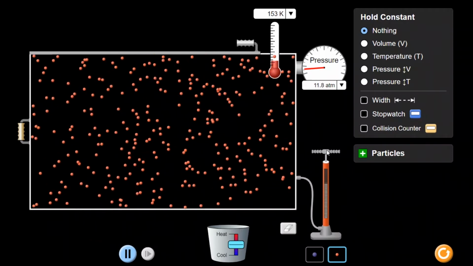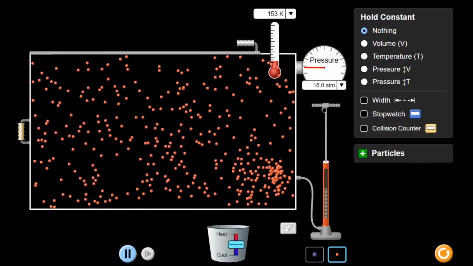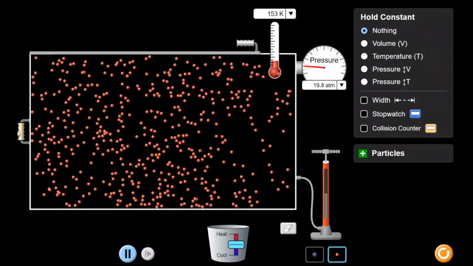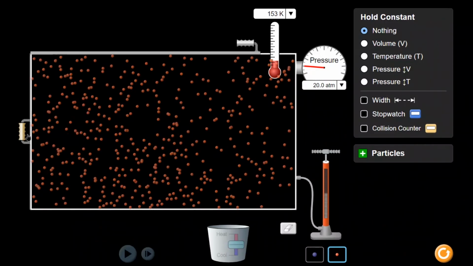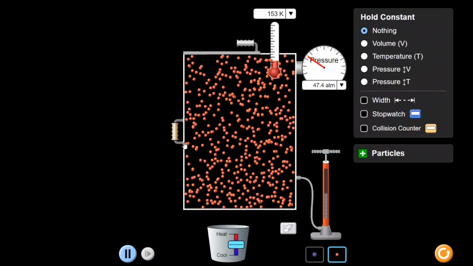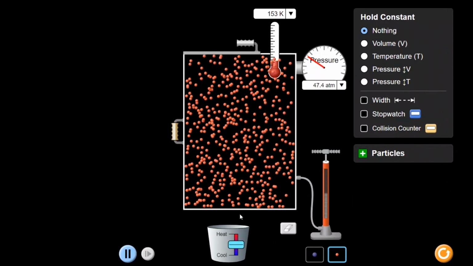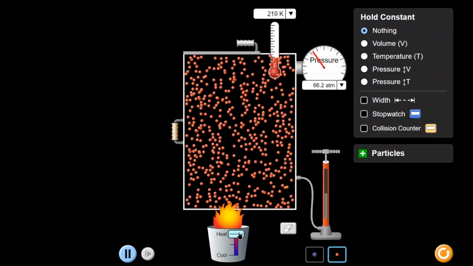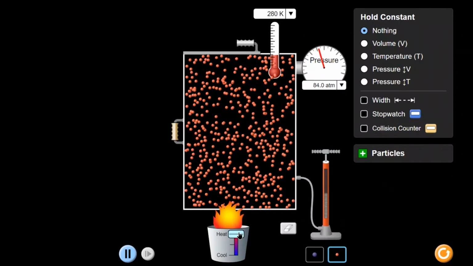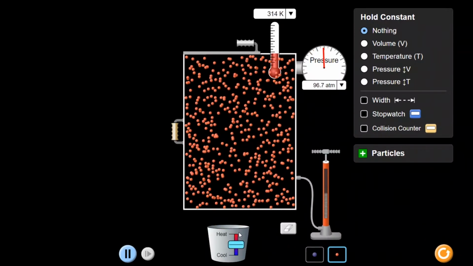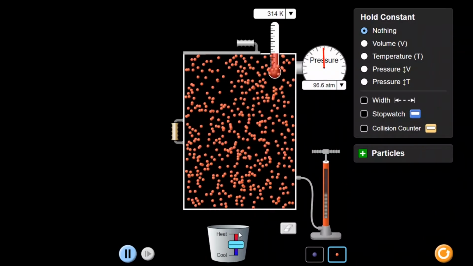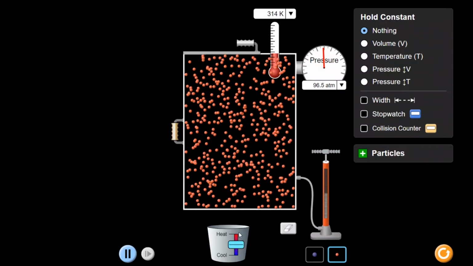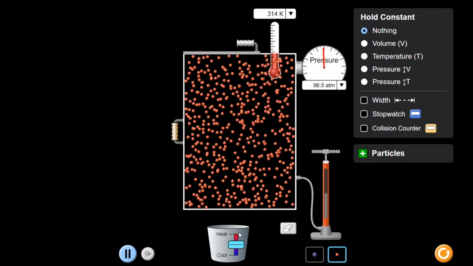All right, if we add more moles of gas, we'll see pressure increases again. Temperature in this case stays the same. If we decrease, pressure changes. We can increase the temperature. So obviously you can see that. So here you can see that the number of moles has a great impact on pressure, volume, and temperature of a gas.